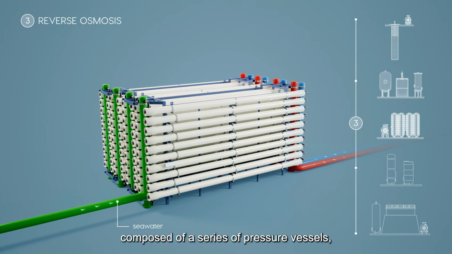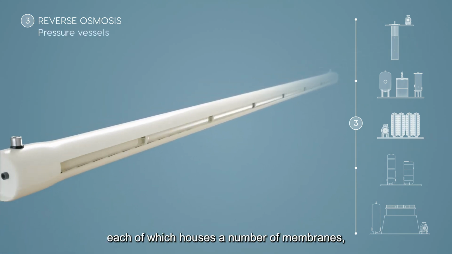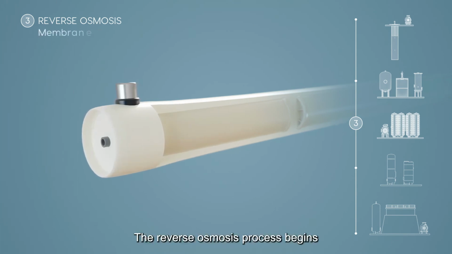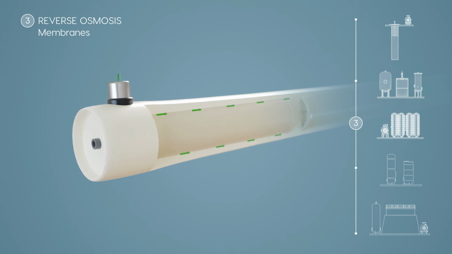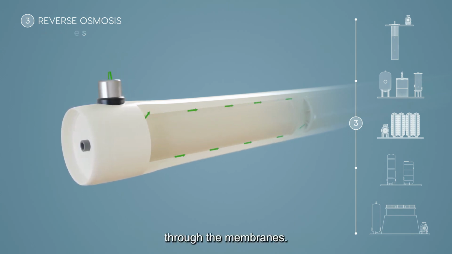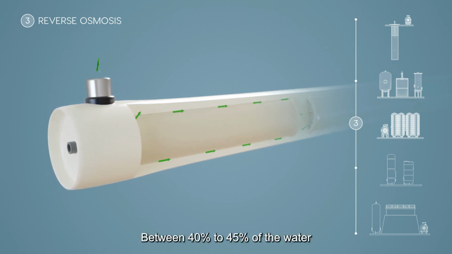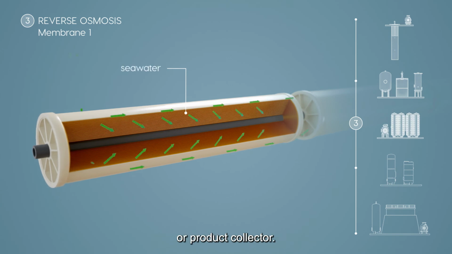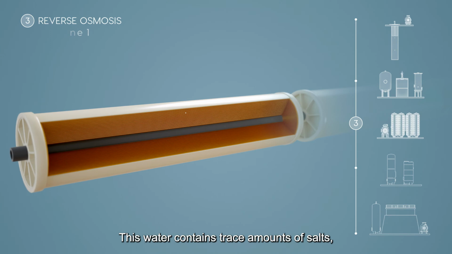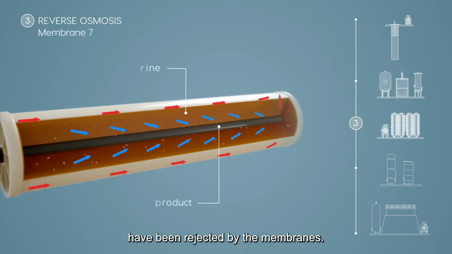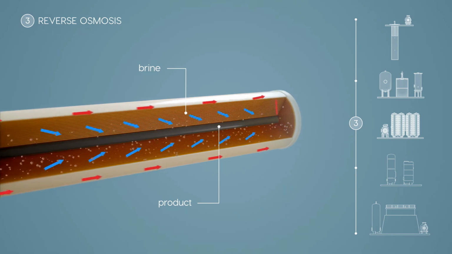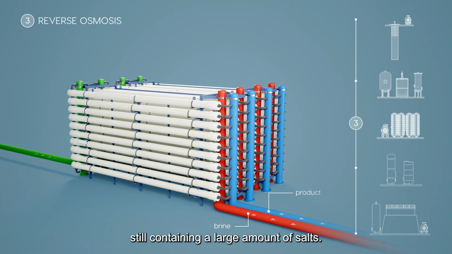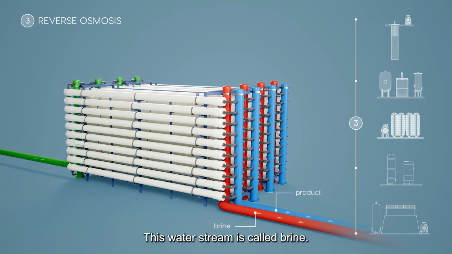The system consists of racks composed by a series of pressure vessels, each of which houses a number of membranes, usually 7 in series. The reverse osmosis process begins when pressure is applied to seawater, forcing water molecules tangentially through the membranes. Between 40 to 45% of the water passes through the membrane's surface and is directed towards the permeate or product collector. This water contains trace amounts of salts, as up to 99.98% of the salts have been rejected by the membranes. The other portion of water, approximately 60%, leaves the membrane rack at high pressure, still containing a large amount of salts. This water stream is called brine.